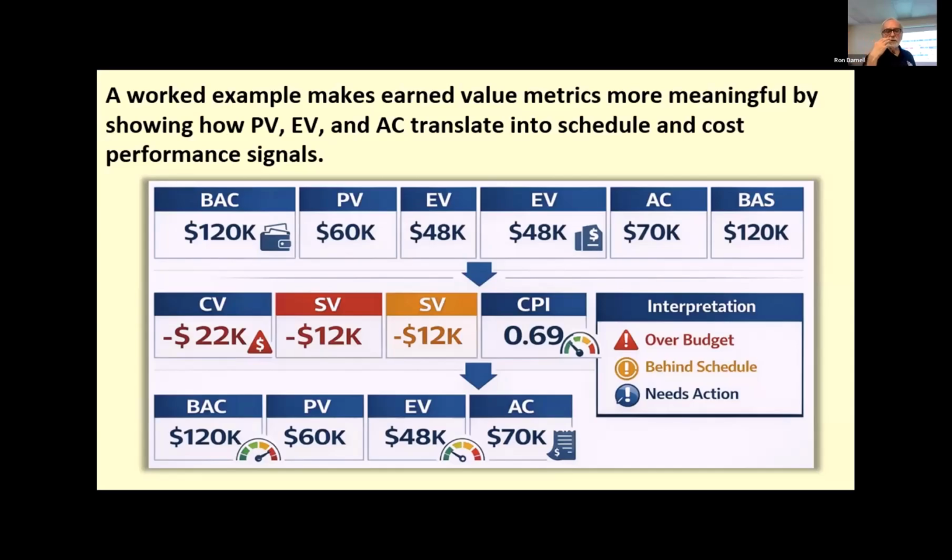And earned value metrics are not simply calculations. They're decision signals. It's surveillance, if you will. You observe something and surveil it. Same thing here. We're observing these numbers and we're paying attention to them. They help project managers interpret what's happening in practice and decide whether corrective action or replanning is needed, whether we need to escalate something, or whether we need to make some kind of adjustments based on that.